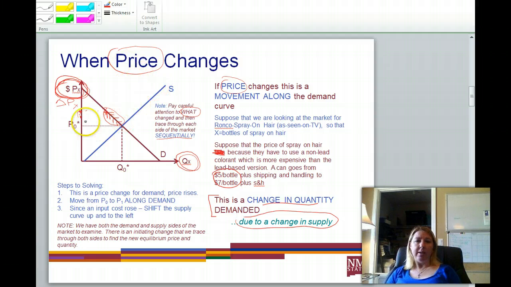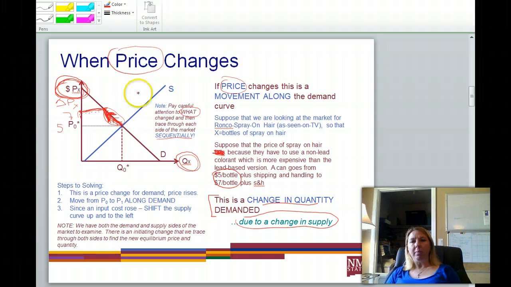So in this case, we're going to go from, let's say this was the $5 and this is the $7 here. So we know that we have a new higher price. And so we have this new higher price in the marketplace of $7. So we're going to move up along this demand curve, this direction. And I'm going to try to make that a little bit bigger for you. So we're going to go up along the demand curve this direction.